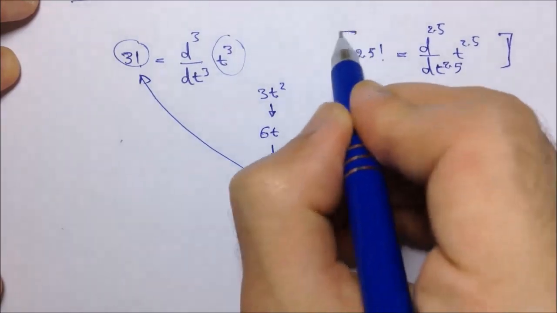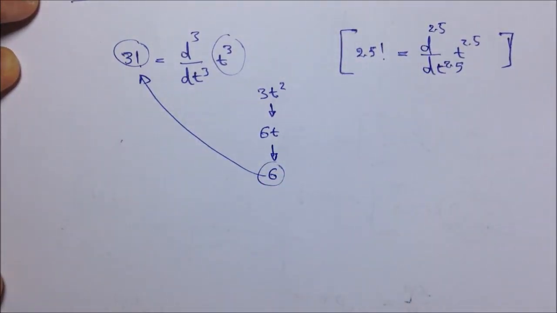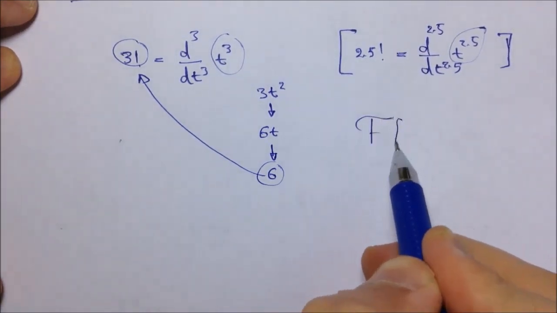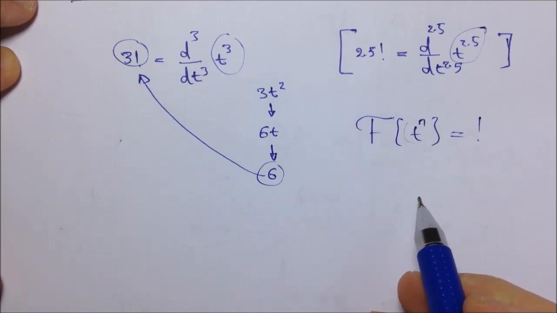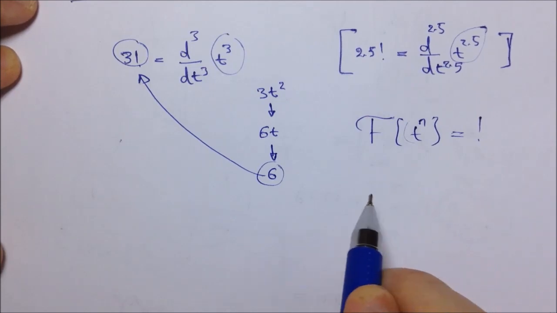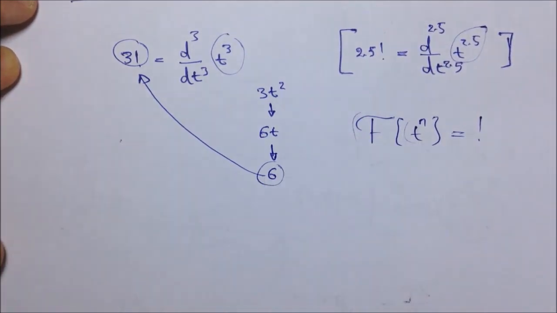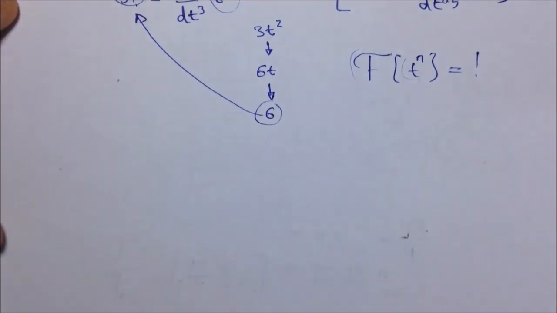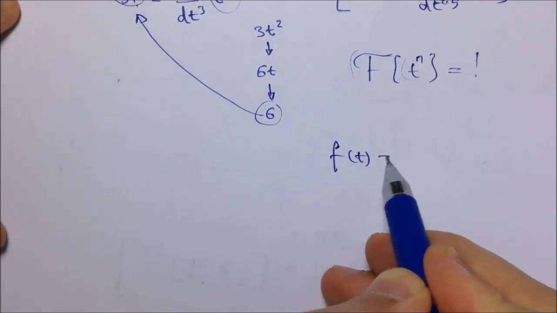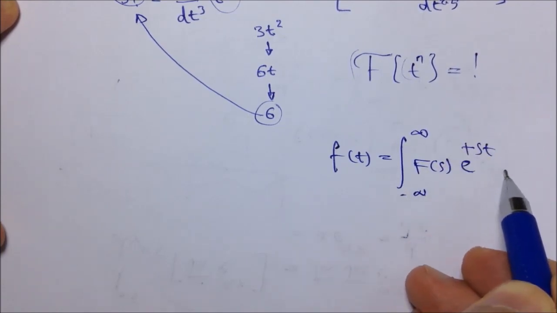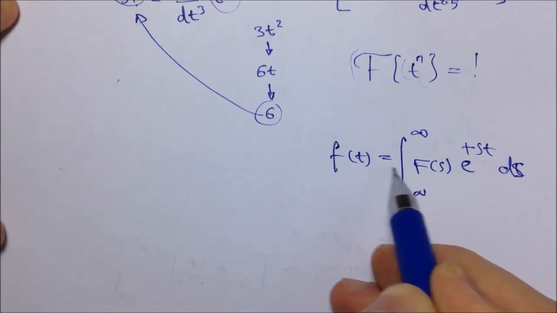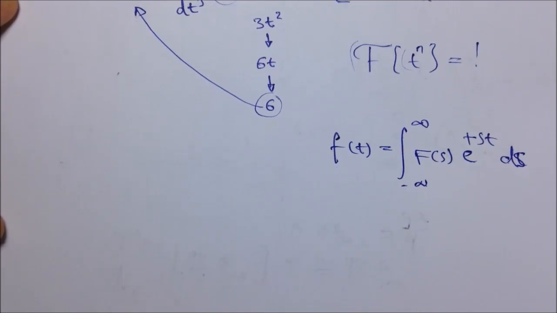Now, to do this, we're going to use the trick of the Fourier transform for this function, t raised to a power of 2.5. Unfortunately, the Fourier transform of t raised to a power of n in general is not defined, because t raised to a power of n is not a square integrable function, doesn't have finite energy, which is a sufficient condition for the Fourier transform to exist. So I'm going to use the Laplace transform instead. The Laplace transform has a similar definition to the Fourier transform. This is the inverse formula. So you can notice that it also rewrites the function in terms of exponentials.